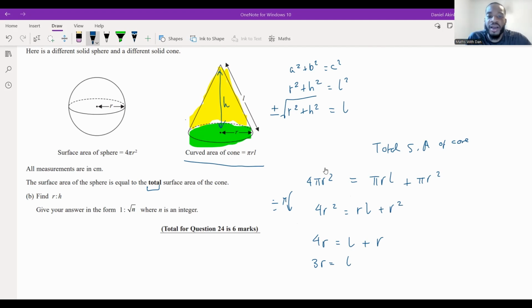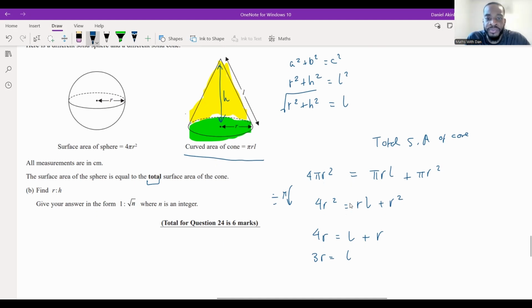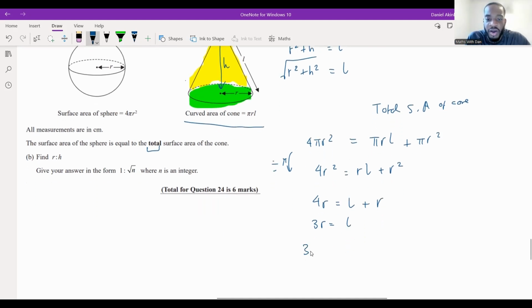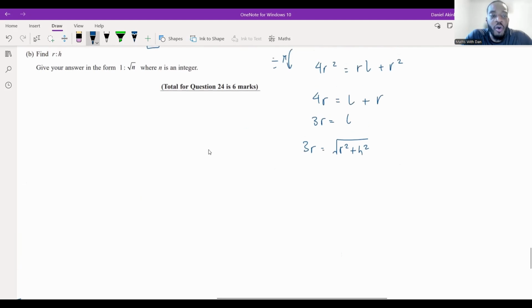Fantastic, Kushal. So now I can put that in there. Let me just rub out that minus, and I'm going to put that there. So it's going to be 3r is equal to the square root of r squared plus h squared. And now this is good because although it looks messy, the equation is in terms of R and H, isn't it? We've got those letters that we need. So we need to figure out what R divided by H is. Anybody have any ideas as to what I would do algebraically from here?